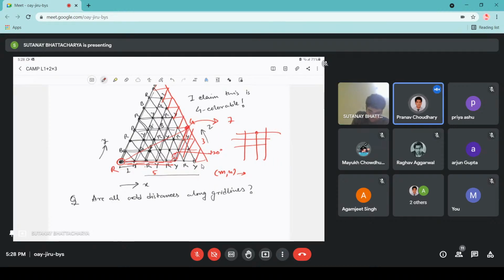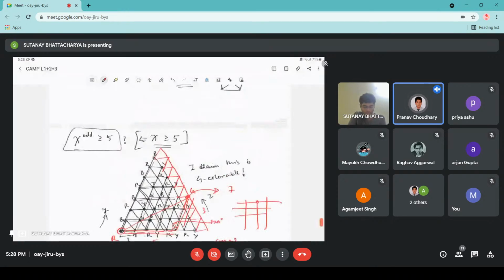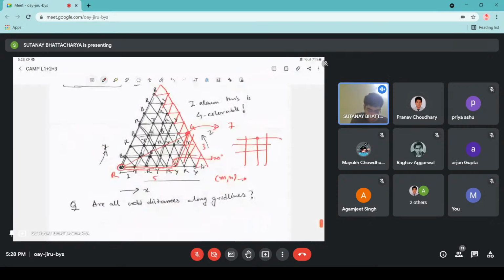I have one doubt here. Yes, go on. Didn't you say that chi of the plane is greater than or equal to 5? Did I say that? Yes, I did say that. So you are saying that four colors do work. Yes, I think four colors work just for this triangular grid. There are other points on the plane; we are not considering that at all. I see. So if you add more points to the plane, then things get a bit out of hand. But looking at just this subset of the plane, that is indeed four colorable.